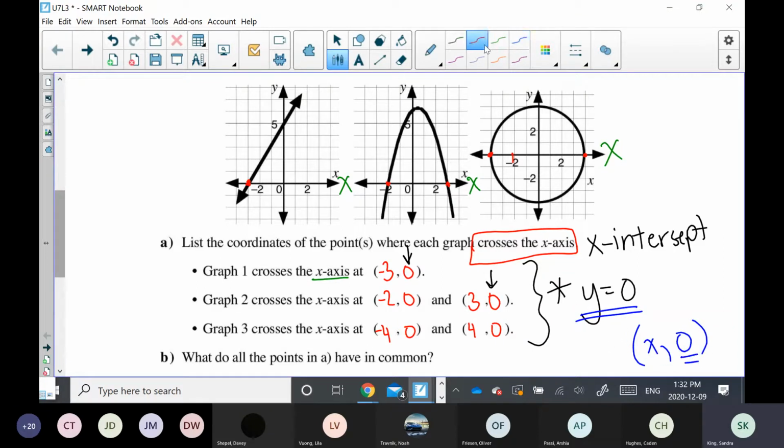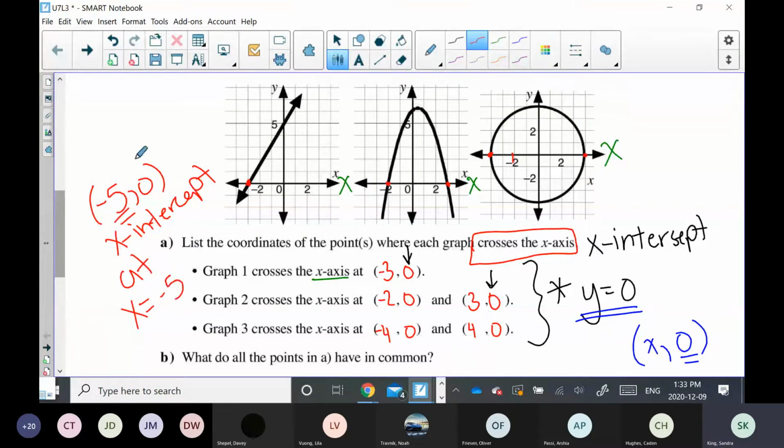So if I give you, without plotting, let's say -5, 0, and I ask what is this point, you would say this is an x-intercept. And if I ask what's the x-intercept of this graph, x is equal to -5, because for all x-intercepts, y is equal to 0. Okay?